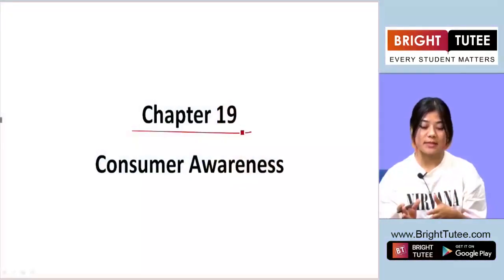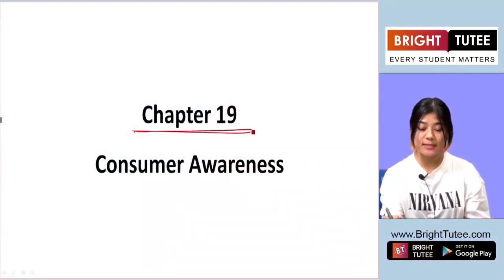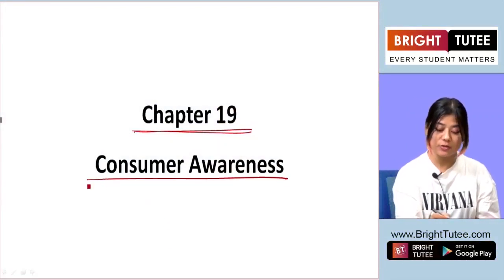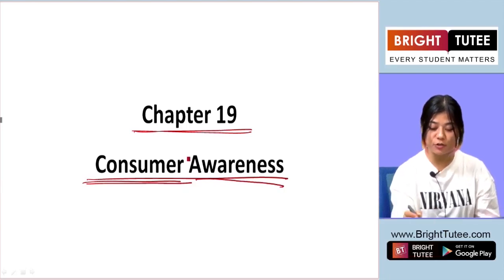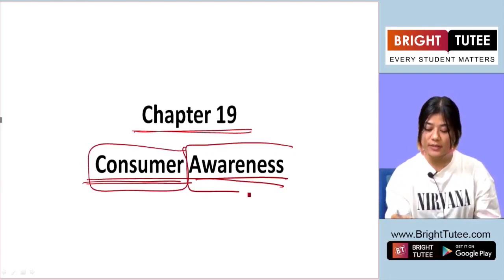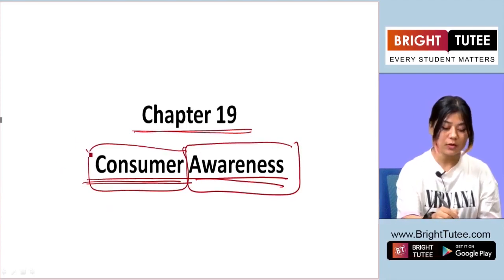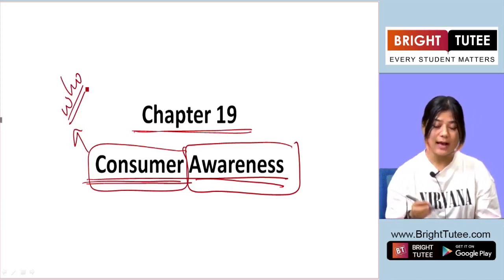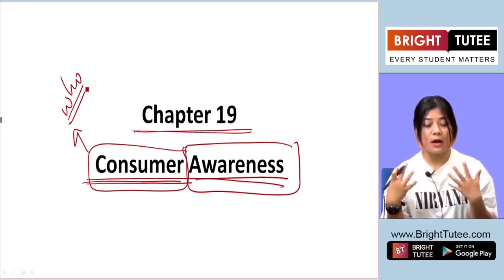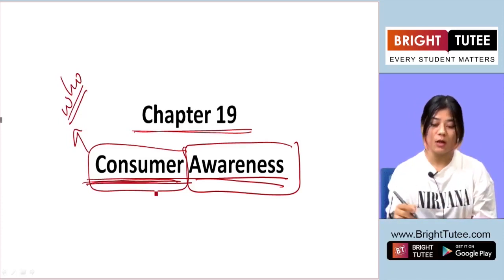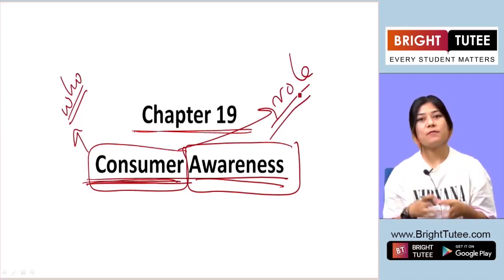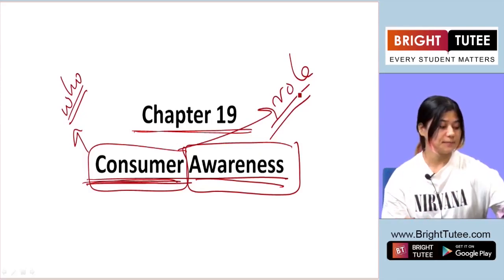So today we have our final chapter in the economics section, and this chapter is chapter 19, and the title for this chapter is called Consumer Awareness. So there are two words here, consumer and awareness. In this chapter we are going to learn who this consumer is, the definition of consumer, and how we are going to be aware about who the consumer is, what its role is, and about the entire process of consumer awareness. Alright?